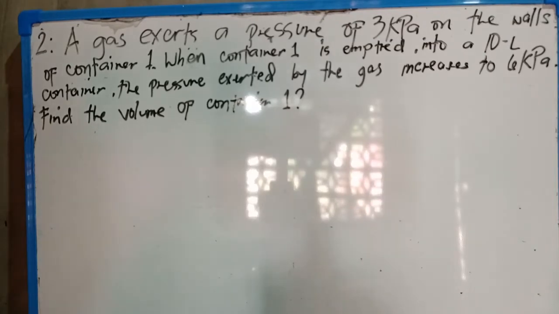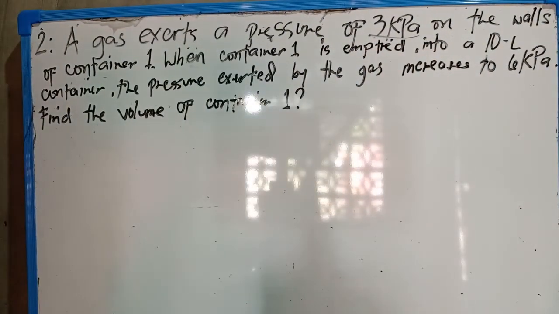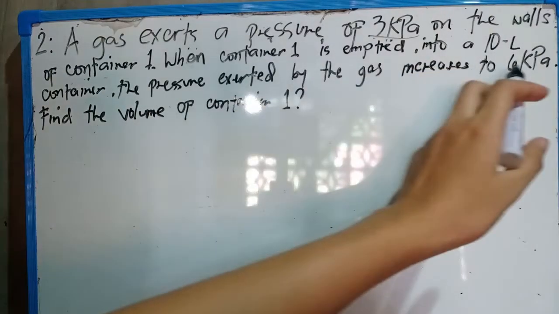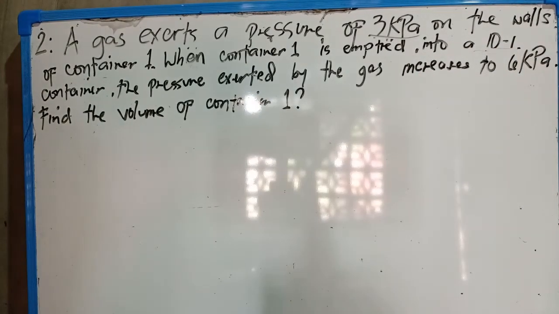So, as you can see, a gas exerts a pressure of 3 kPa. So, this is our initial pressure. When this container is emptied into 10 liters, this 10 liters is now our final volume. Because of this volume that is put into a container, the pressure exerted by the gas increases. So when it's emptied, the pressure increases to 6 kPa. So we have now our final pressure.